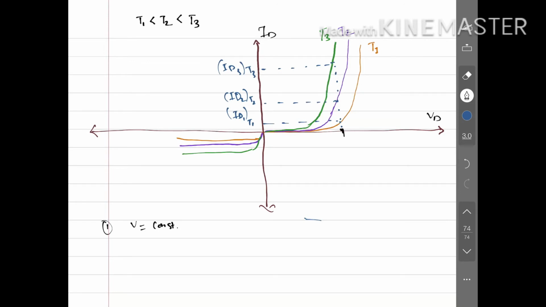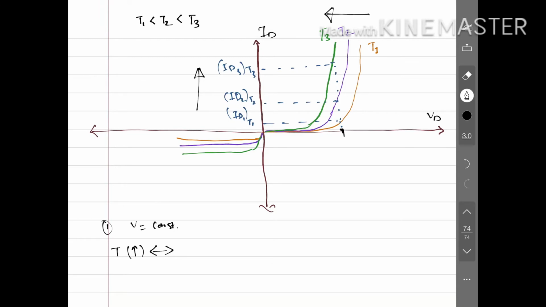So this is the situation number, or the condition number 1. So from this condition you could clearly see that, right? So what is the conclusion? So conclusion is, you can clearly see that as we increase the temperature when voltage is constant, this arrow is indicating the increment in the temperature T1 to T2 to T3, right, and this one is the indication of the change in the current ID.